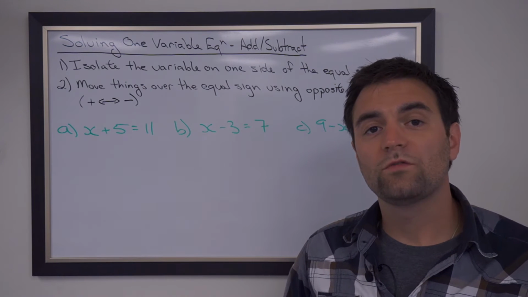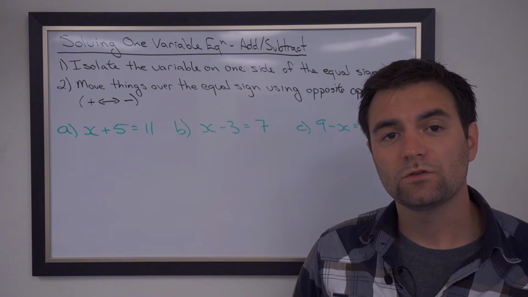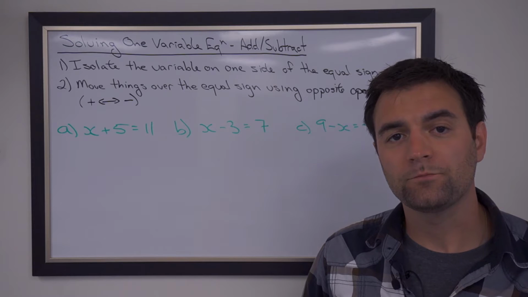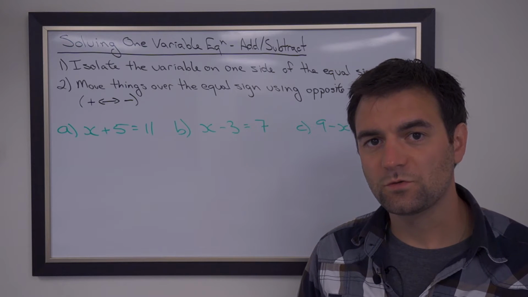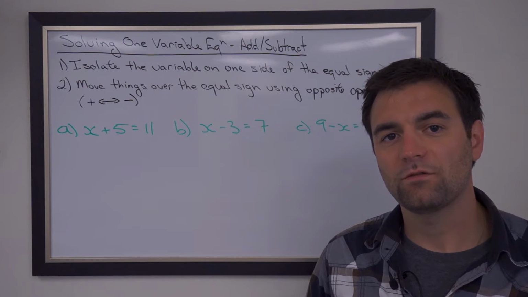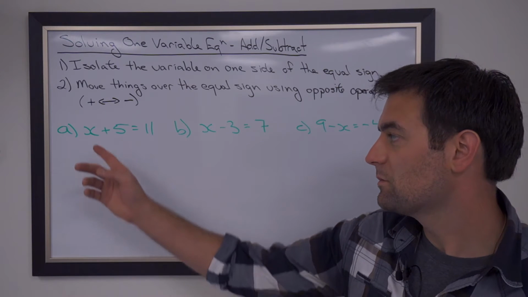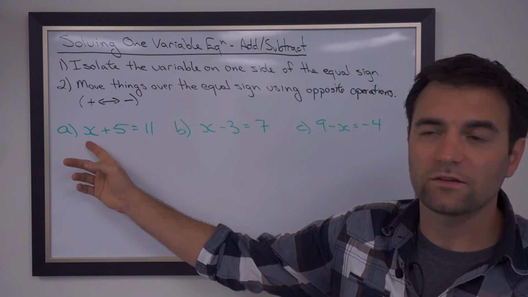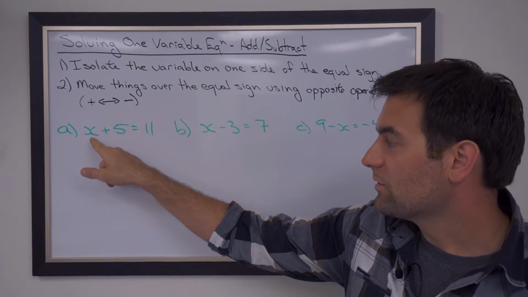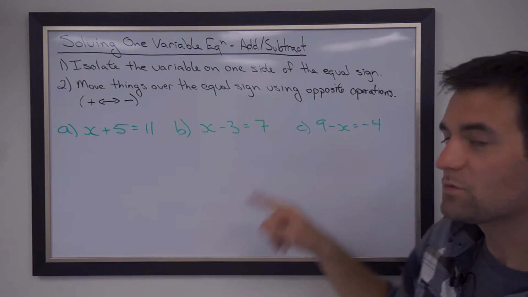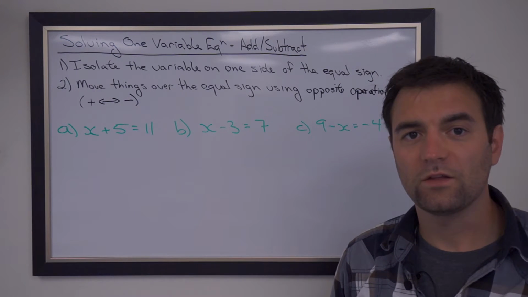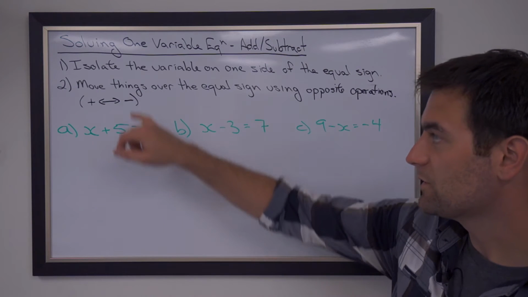We're going to look at solving one variable equations just using adding and subtracting. Now when we're solving these equations, what we're doing is looking for a missing value, that value being represented by a letter, usually an x. So here we have a missing x in these three cases, and we're going to learn how to find out what that value is using some algebra.